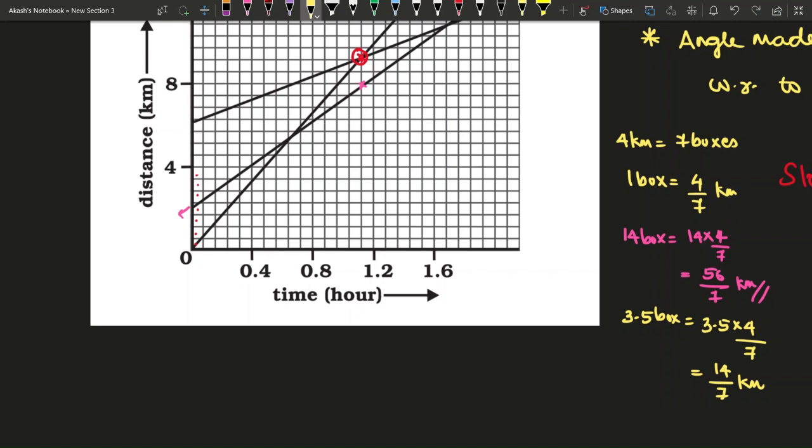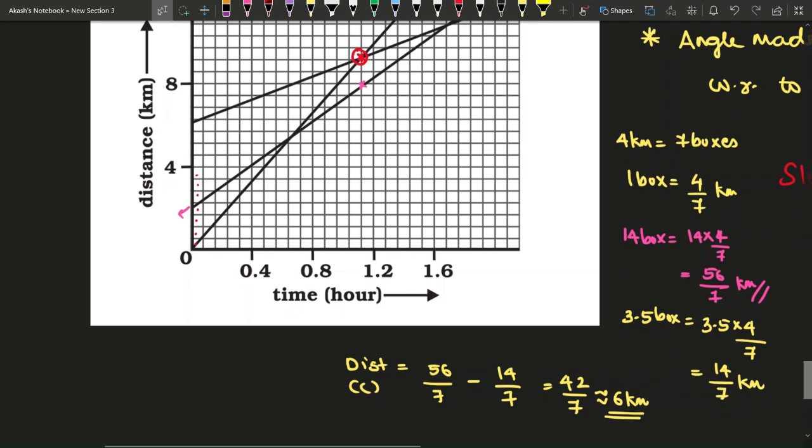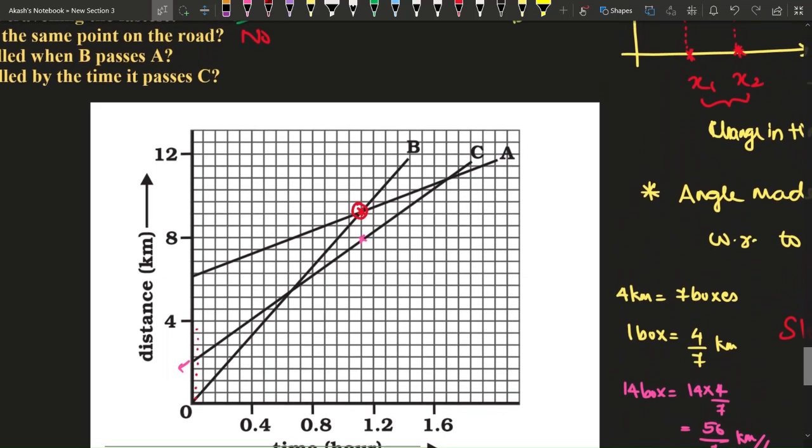Final point is 56 by 7 kilometer. The distance covered by C when B passes A will be equal to 56 by 7 minus 14 by 7. That will be equal to 42 divided by 7. So this is approximately equal to 6 kilometers. This is not exact, that is why we are getting approximately 6 kilometers. So the first part of that question is over.